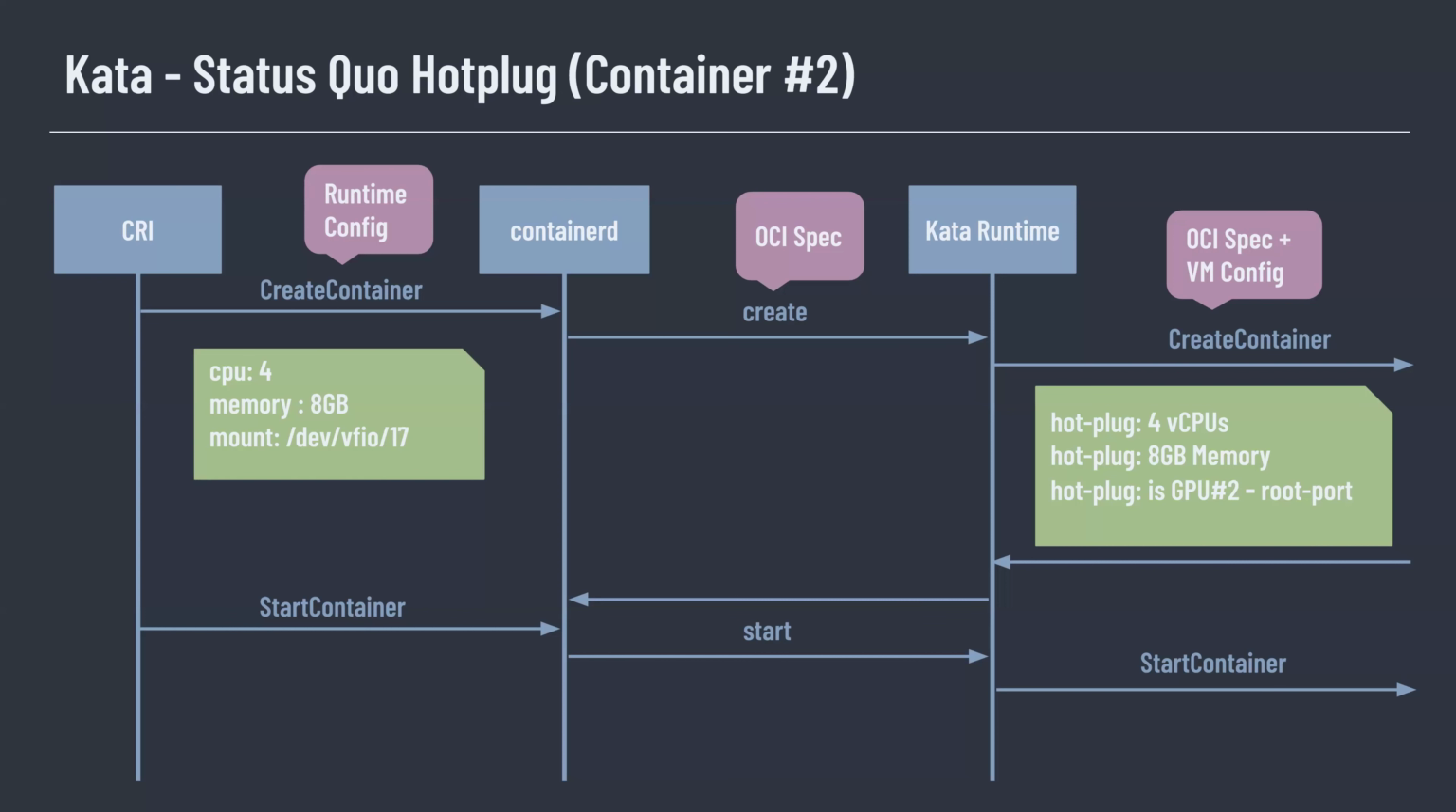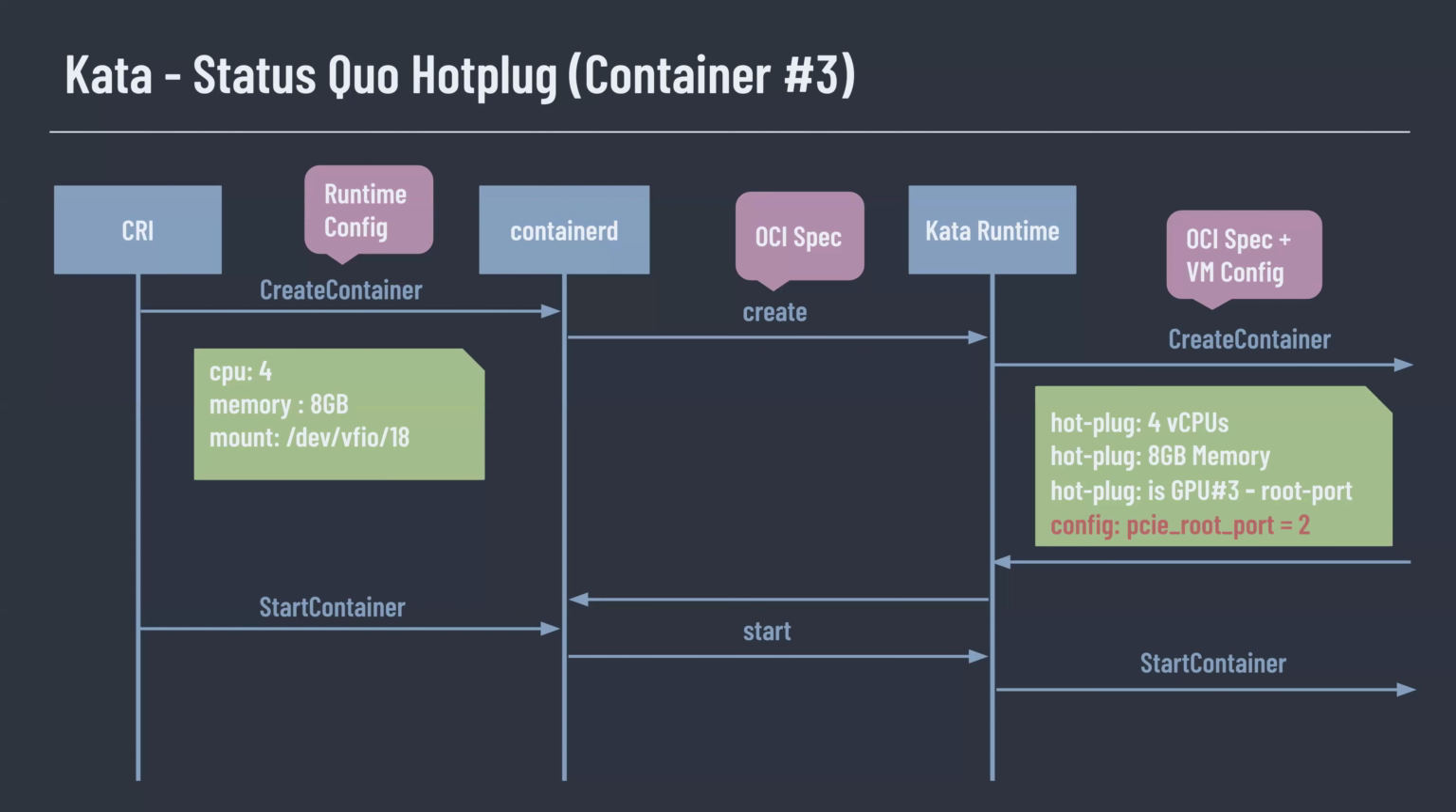Container number 2 comes in. Okay, we can still allocate some CPUs and memory. Another VFIO device comes in, and we are hot plugging the GPU 2 at root port number 2. As we've seen before, we made the assumption that we only have 2 PCI root ports.